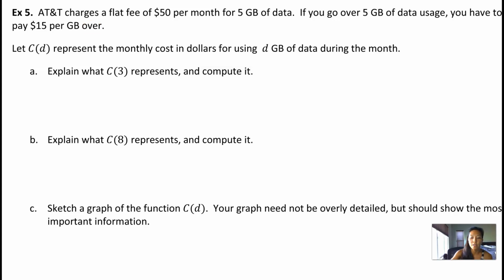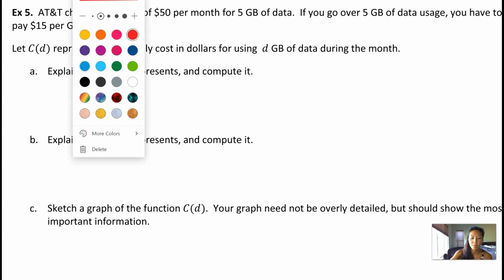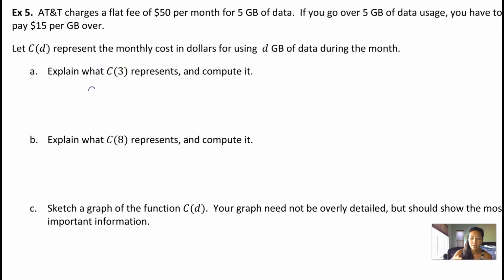Think about it a little bit. I will pull up my pen color here. Let's do purple. All right. So C of 3 is the cost for using 3 gigabytes of data.